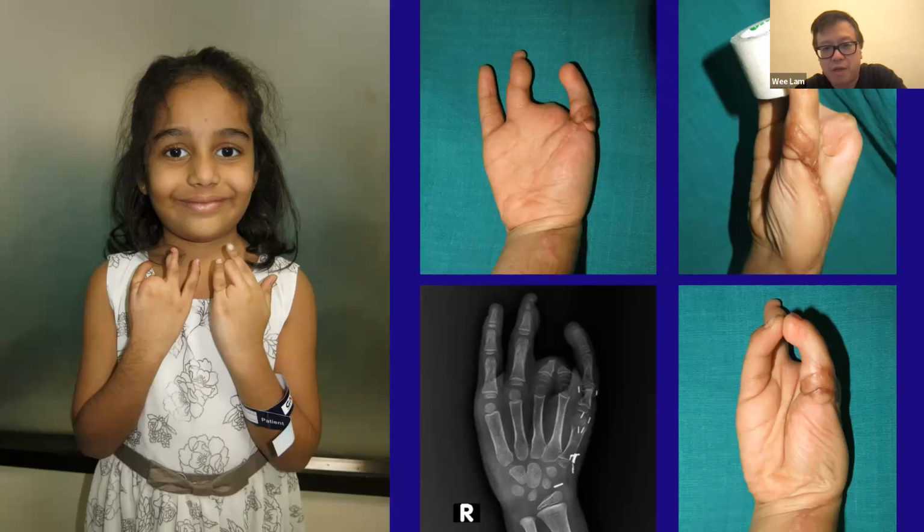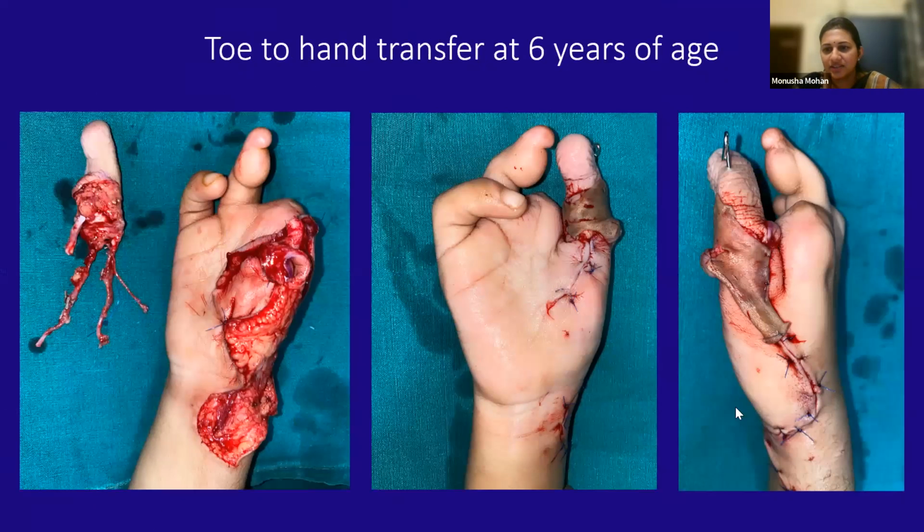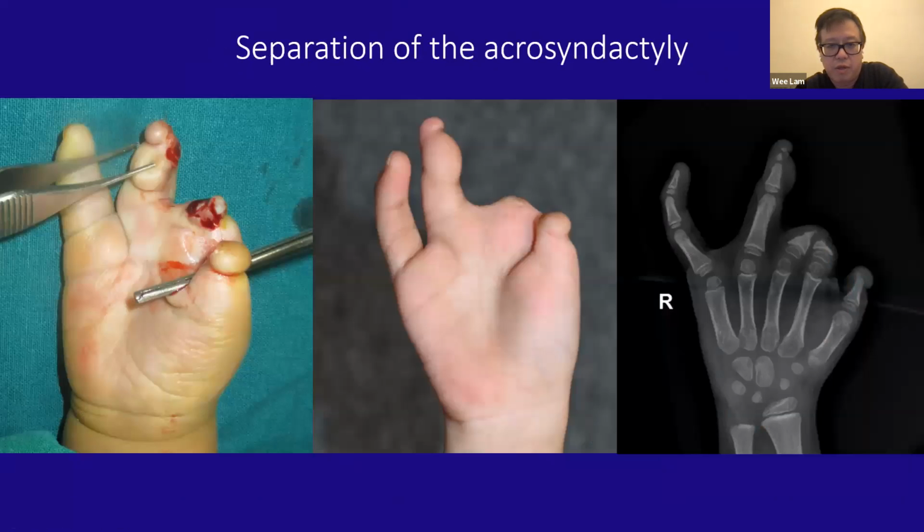I want to ask about the first web space. Can you go back 2 slides, please? So what did you do for the first web? Maybe 1 more slide. What did you do for the first web? For the first web, we did not do anything. As you can see, that was the point. If you go back 1 more slide, please.